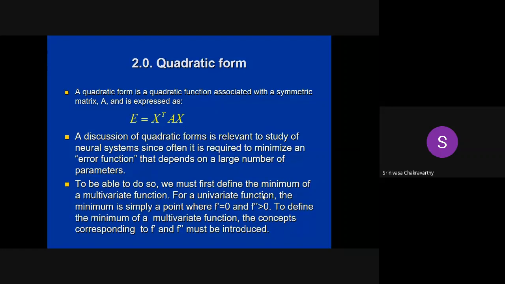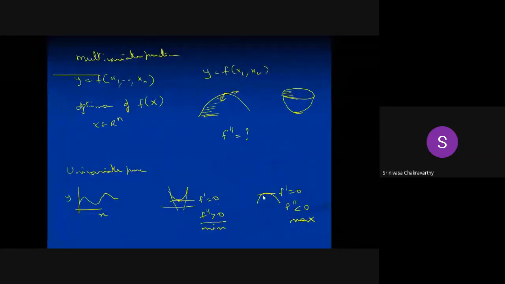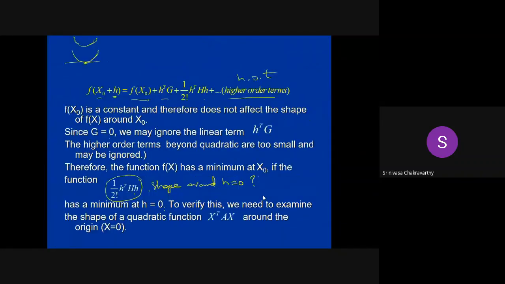Okay, good afternoon, everybody. So let us continue our basic mathematical preliminaries discussion of math basics. Yesterday we were looking at this quadratic form, right? A simple quadratic function of a multivariate function, given by x transpose Ax, where A is a symmetric matrix. And why do we need that?